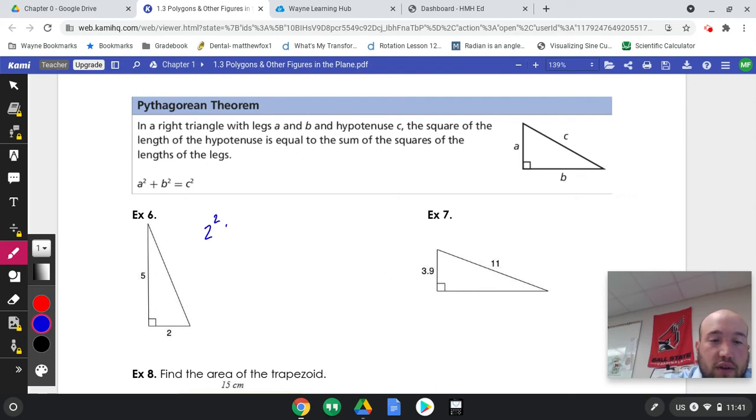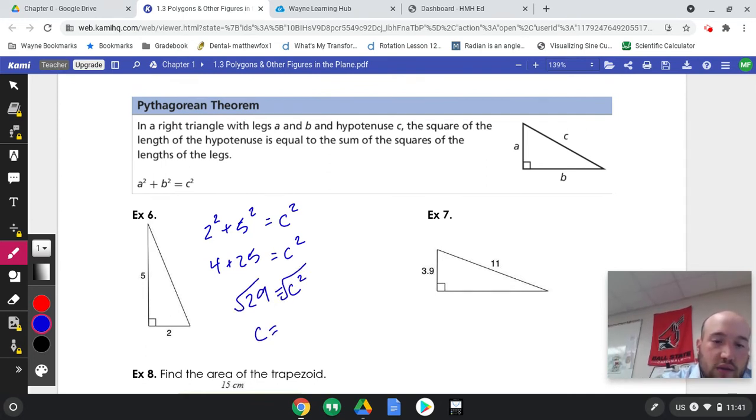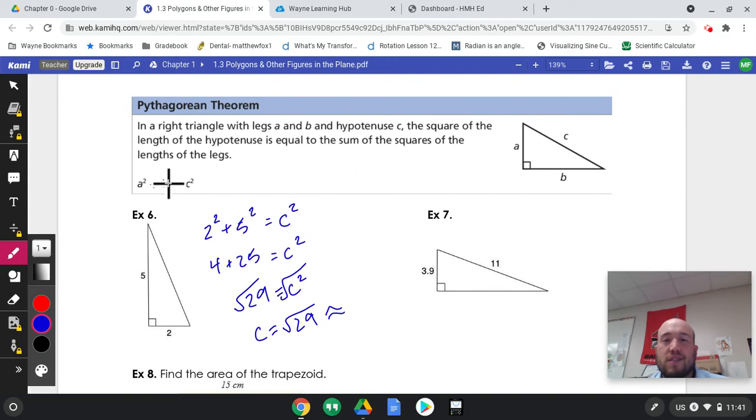So I can do 2 squared plus 5 squared equals c squared. 4 plus 25 equals c squared. I'll get 29 equals c squared. Now I have to take the square root of that. So c equals the square root of 29. I'm going to put this squiggle equal sign, meaning approximately.